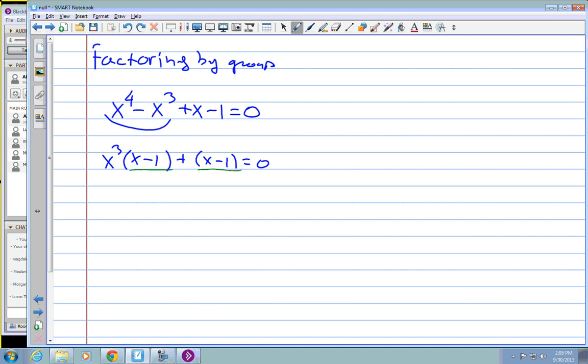is our common factor. So if I pull x minus 1 out, what is left? Plus 1, right? And the other one is the sum of cubes, x cubed plus 1. It's the sum of two cubes. I can factor it even further. Factoring the sum of cubes results in this.